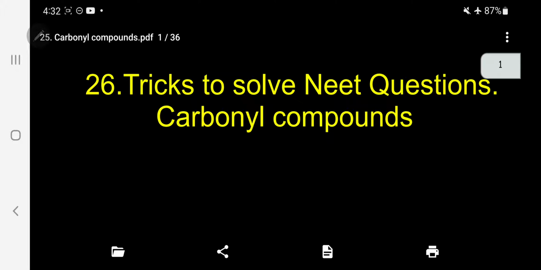Today I am going to discuss tricks to solve NEET questions under the unit Carbonyl Compounds. When I say carbonyl compound, it includes aldehydes, ketones, and carboxylic acids.